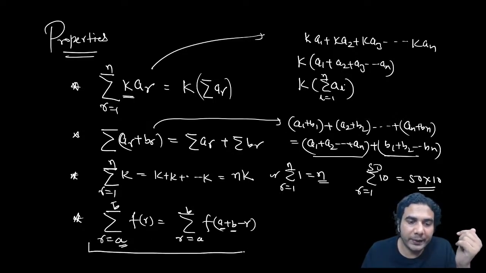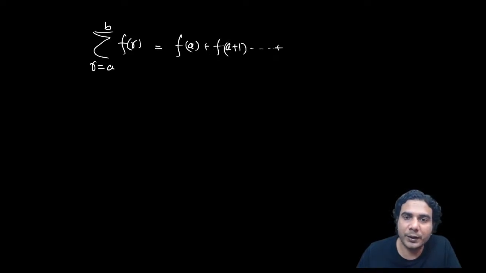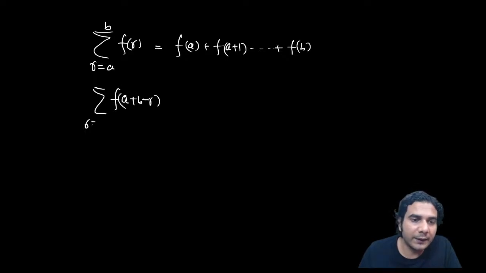So see what is happening here, I'll explain this. If you have sigma of f of r from a to b, then it is going to be f of a plus f of a plus 1 and so on up to f of b. But when you apply that property, you write f of a plus b minus r, and r from a to b. Then you are doing nothing but flipping this series. The last term will become the first term and the first term will become the last term.